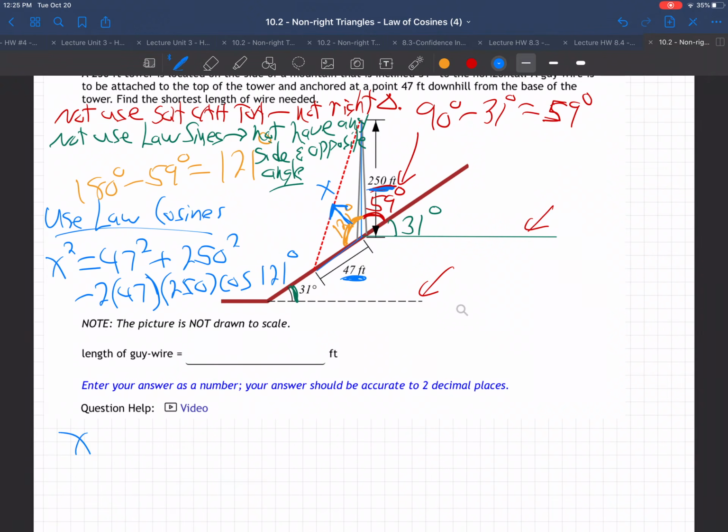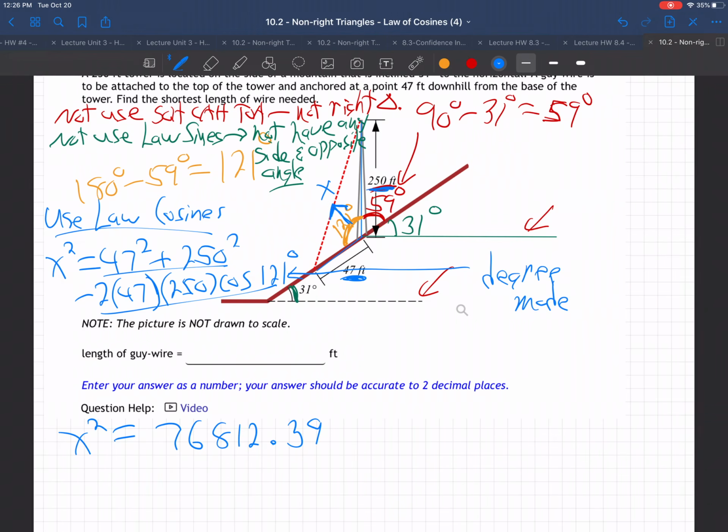So that's it. Hit the buttons on your calculator. Crank out all that stuff. That's what I'm going to do right now. 47 squared plus 250 squared minus 2 times 47 times 250 times cosine 121. Make sure you are in degree mode because that's degrees, not radians. I got 76812.39476, but that's x squared, so we got to root it, and then we can get x.